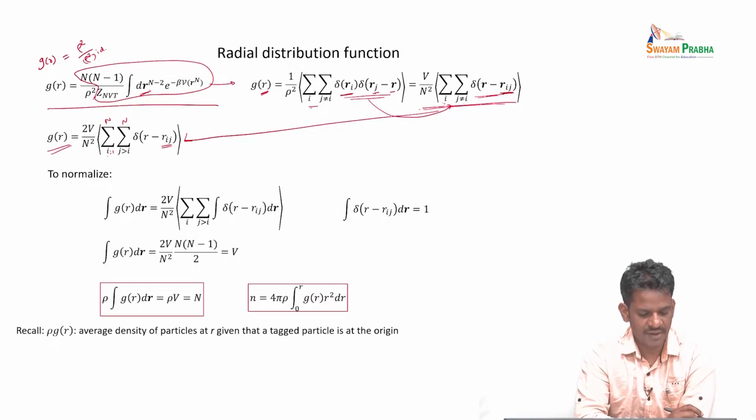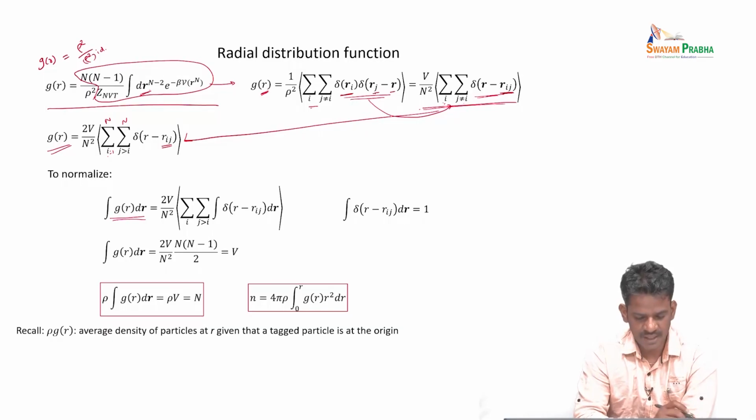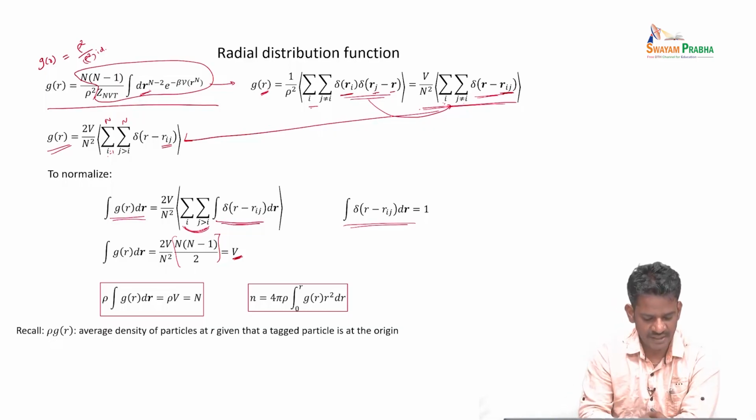So now we can ask what is the normalization of this particular quantity g of r. In order to do that we have to integrate this over a volume dr, so I take the integral inside this summation, and you see the integral of the delta function over dr is 1, and the number of combinations is basically n times n minus 1 by 2. If you simplify, you see that the integral of g of r dr is nothing but simply the volume of the system.